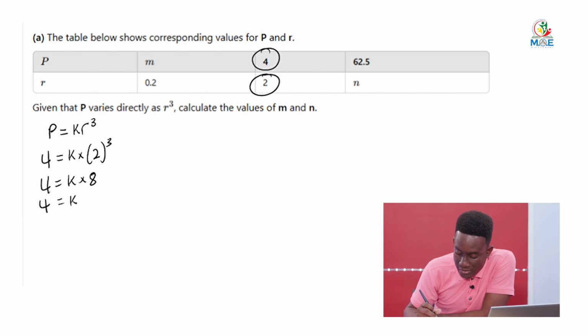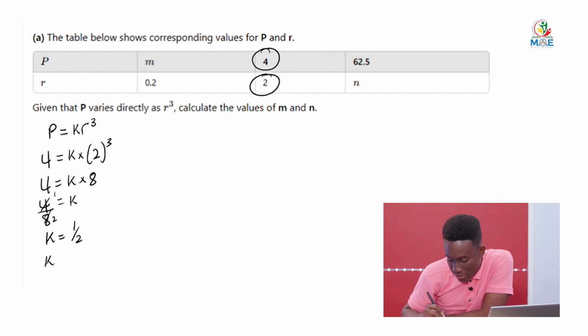So K would therefore be equal to 4. This 8 is multiplied. We take it over, we'll divide. So 4 divided by 8. Hence K is equal to, 4 into 8, 2. K is equal to a half, or we can say 0.5. Let's say 0.5 since all of the rest, we're dealing with decimals, so we can say K is equal to 0.5. So this is the value for K that we'll use.